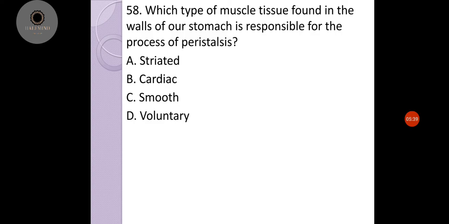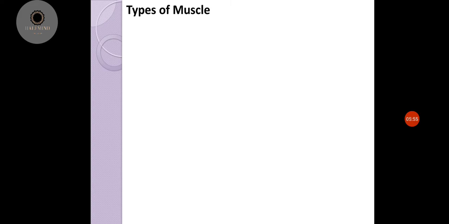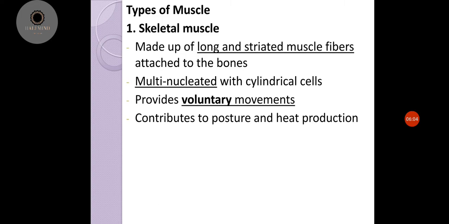58. Which type of muscle tissue found in the walls of our stomach is responsible for the process of peristalsis? Letter A, striated. B, cardiac. C, smooth. D, voluntary. Now let's talk about types of muscle for a short while. So we have three types. First is the skeletal muscle. So it is made up of long and striated muscle fibers attached to the bones. It is multi-nucleated with cylindrical cells.